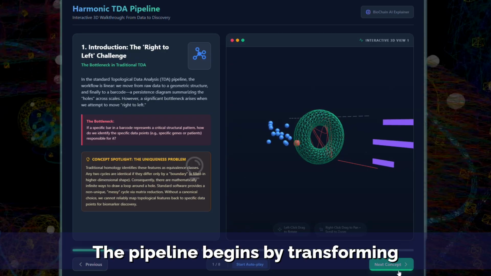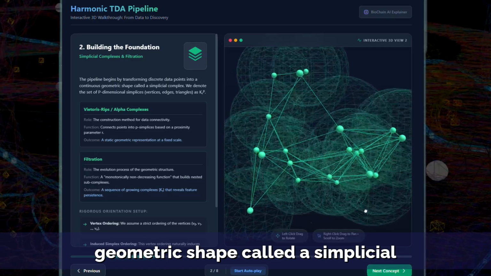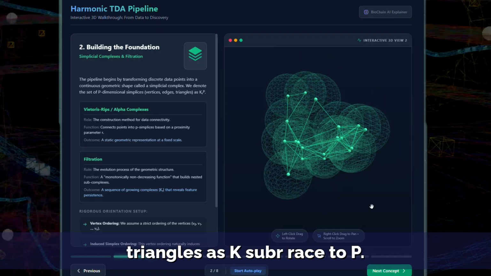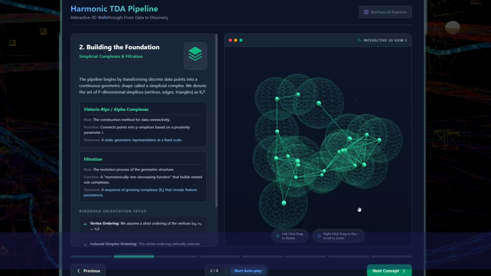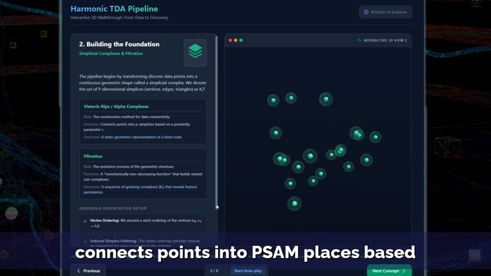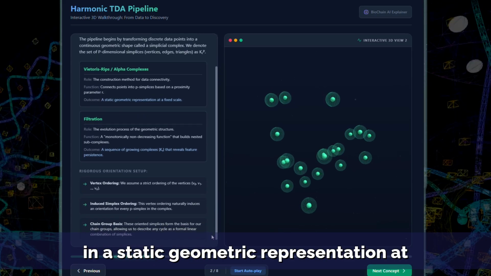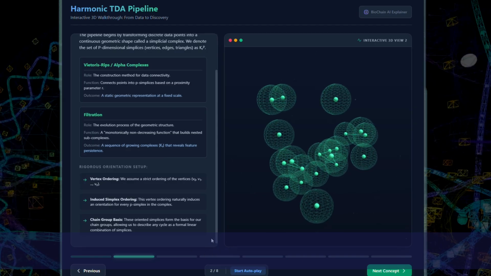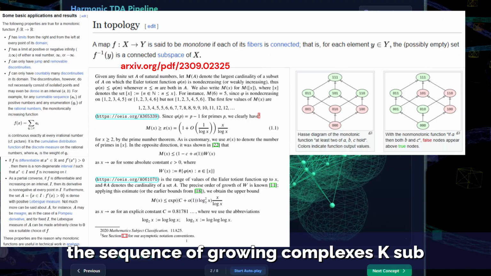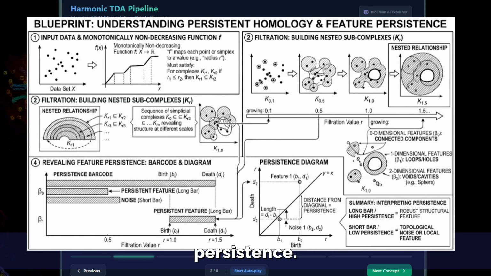The pipeline begins by transforming discrete data points into a continuous geometric shape called a simplicial complex. We denote the set of p-dimensional simplices, vertices, edges, triangles, as K_r^p. Vietoris-Rips or alpha complexes connect points into p-simplices based on a proximity parameter r, resulting in a static geometric representation at a fixed scale. A monotonically non-decreasing function that builds nested subcomplexes filters the sequence of growing complexes K_r and reveals what we call feature persistence.